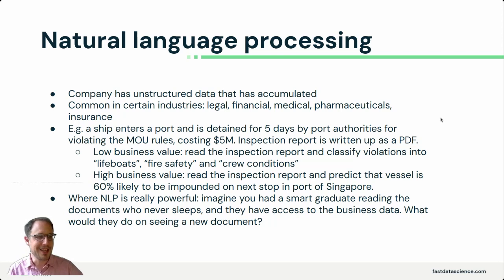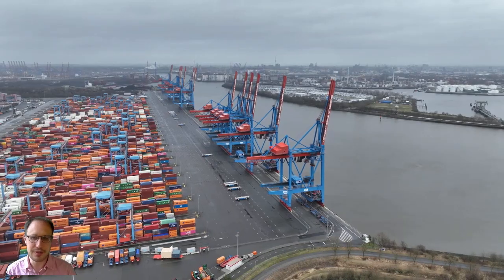An example would be in shipping, when a ship is inspected by port authorities under international treaties, called the MOU. Their inspection report is written up as a PDF or Word document. And then what we also have is data on which ships were later detained. If a ship is detained by authorities, that means it's held for 5 days or so in one location. It's not allowed to leave. Shipments are delayed, and the company operating that ship then loses a huge amount of money.